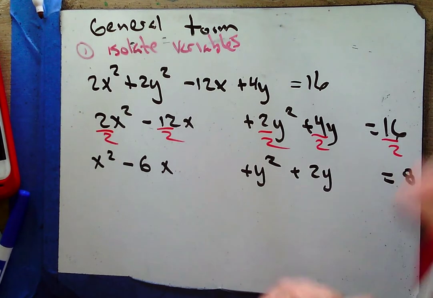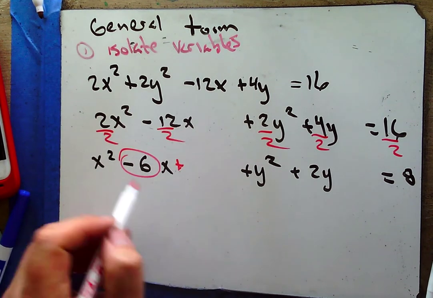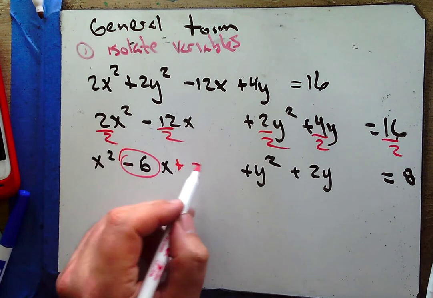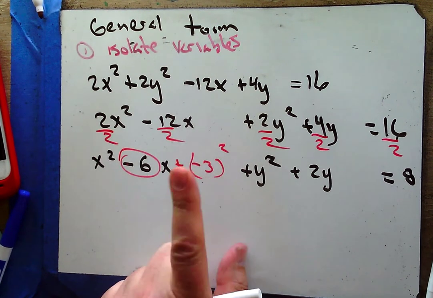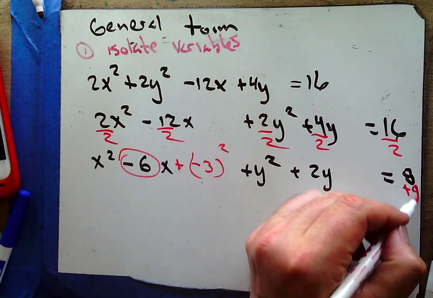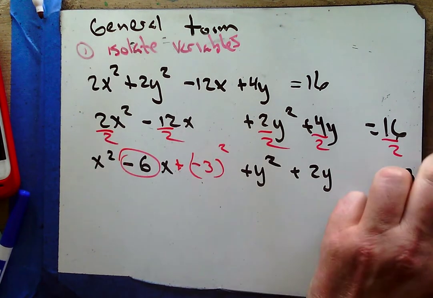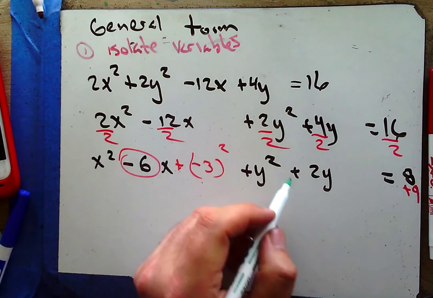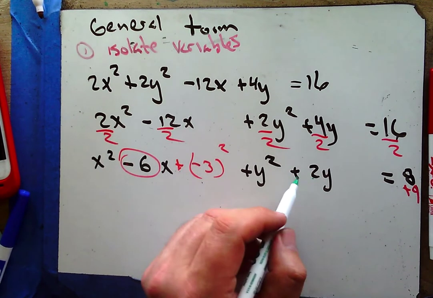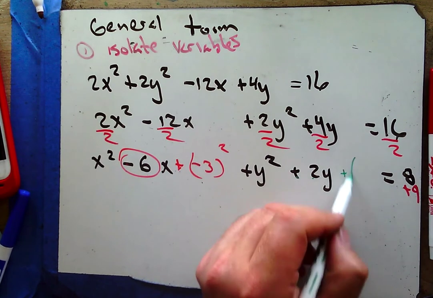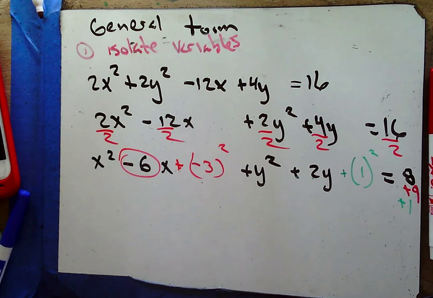Now I'm ready to do b over 2 squared, added to both sides. Here's my b value. Negative 6 divided by 2 is negative 3 squared. And if I add negative 3 squared or 9 to this side, I have to add 9 to that side. I also need to complete this square. So that's my b value. And we said that b over 2, so 2 over 2 is 1. I'm going to add 1 squared to both sides, which is adding 1.